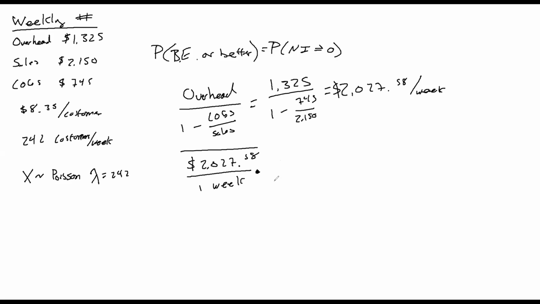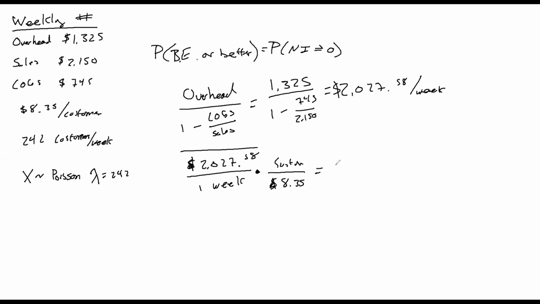by 8.35, which is money, I'm sorry, this is $8, which is money, then per customer. So this would get it in the units that we need. So the dollars will cancel out, and then we have customers per week.